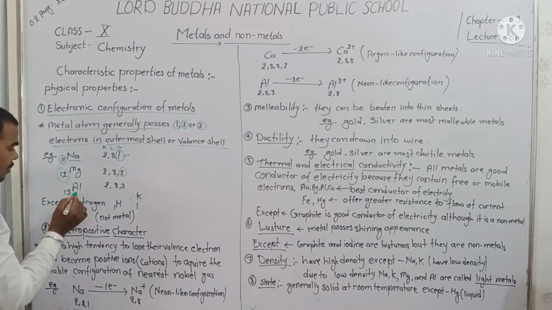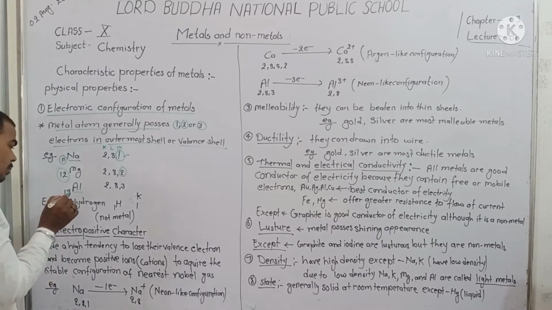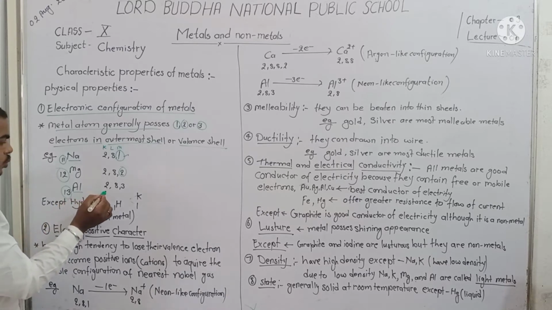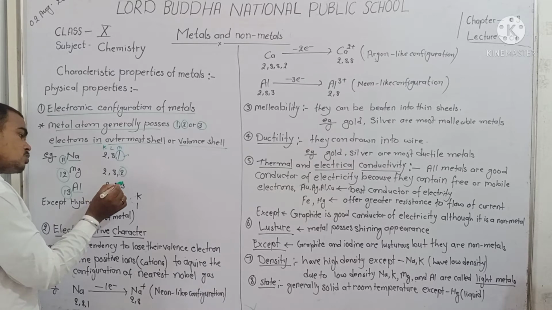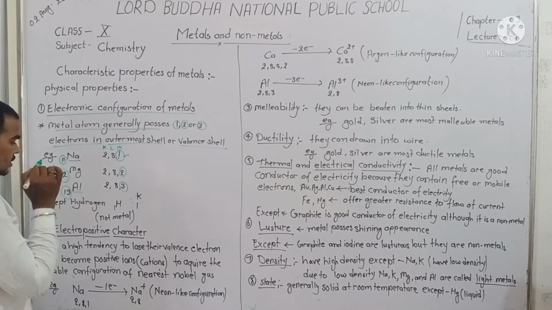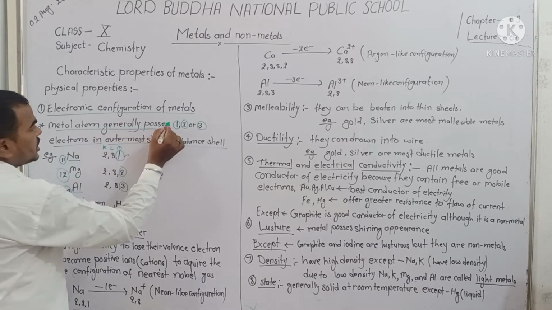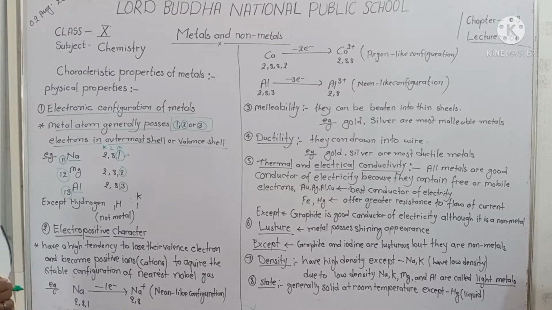Now here aluminium, Al, that is aluminium. The atomic number of aluminium is 13. The electronic configuration 2, 8, 3 is the configuration of aluminium. Yes, student. Here in the outer cell, that is known as valence cell, there are 3 electrons. So we say that aluminium is a metal. Yes, student, I think you understand. Metal atoms generally possess 1, 2 or 3 electrons in their outer cell or valence cell.